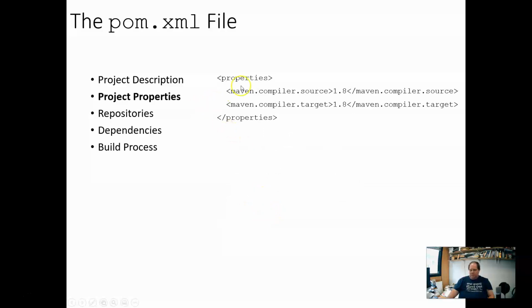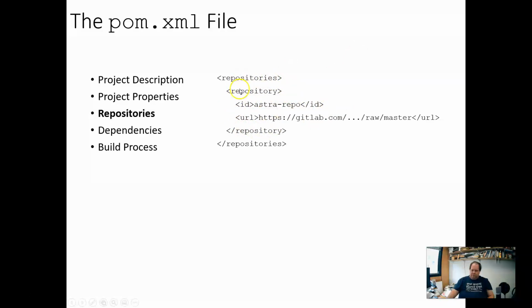So for example, the common use of the properties tag is to define these properties. These allow you to define the version of Java that the source code is to be considered at, and the version of Java that the compiled class files should be generated to. So this is assuming level 1.8 compliance for both the source code and the target code.